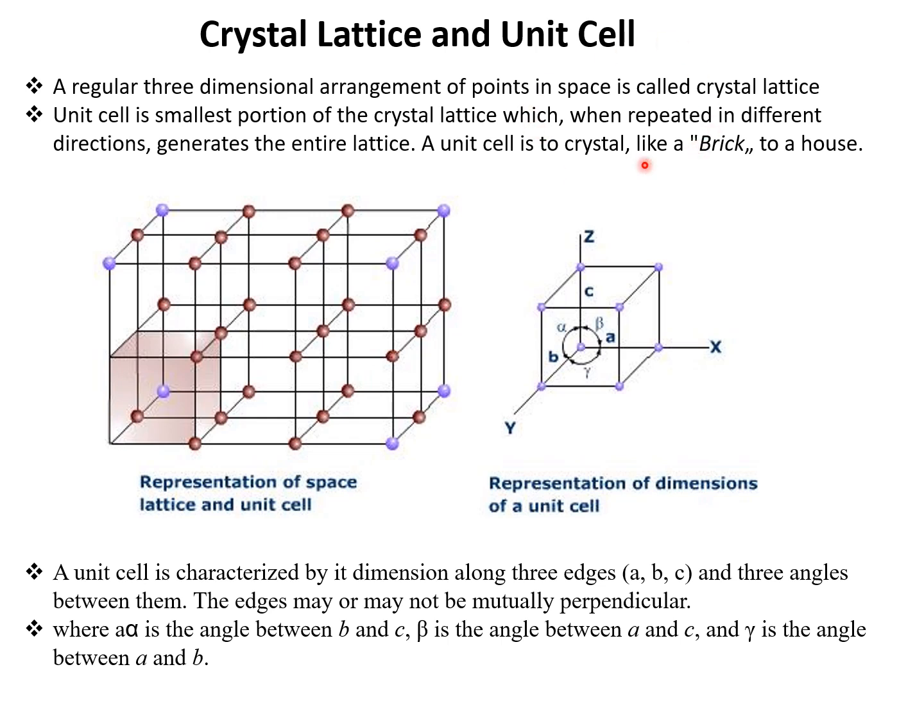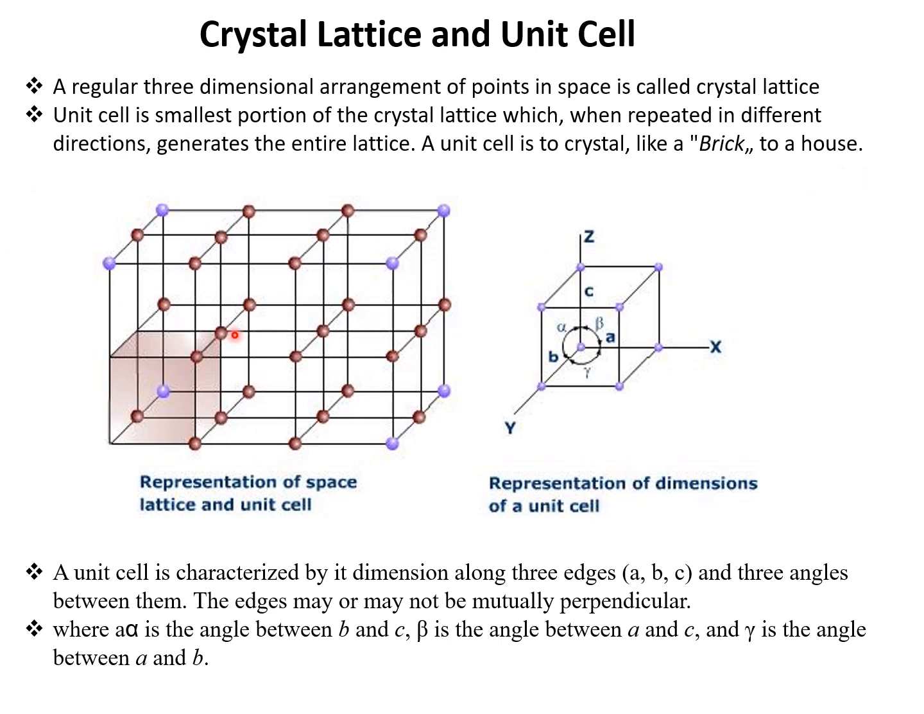Crystal lattice and unit cell: a regular three-dimensional arrangement of points in space is called a crystal lattice. I'll repeat, a regular three-dimensional arrangement of points in space is termed a crystal lattice. The unit cell is the smallest portion of the crystal lattice. When repeated in different directions, it generates the entire lattice. So in order to construct a house, the fundamental unit is bricks. So bricks are the unit cell. If we keep on arranging the bricks, finally we'll end up with a house. So a unit cell is to a crystal like a brick to a house.